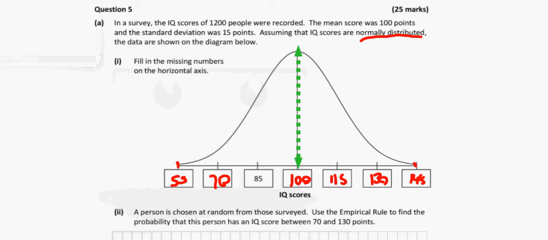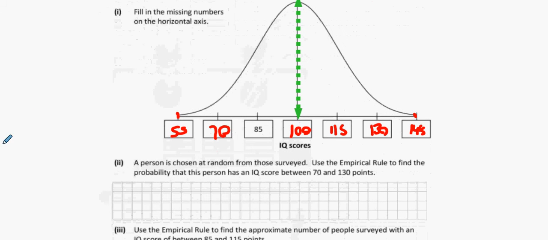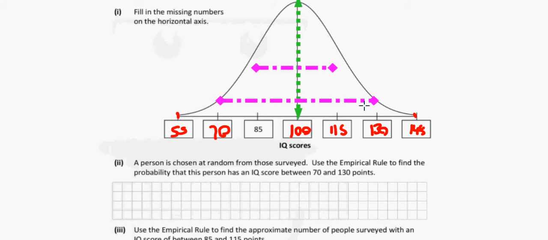Now, a person is chosen at random from those surveyed. Use the empirical rule to find the probability that a person has an IQ between 70 and 130. Now, guys, we're quickly going to revise this. One standard deviation either way, what's the percentage? 68. Two standard deviations either direction? 95. Three standard deviations either direction? 99.7. You'll only ever be asked about the 68 or the 95.